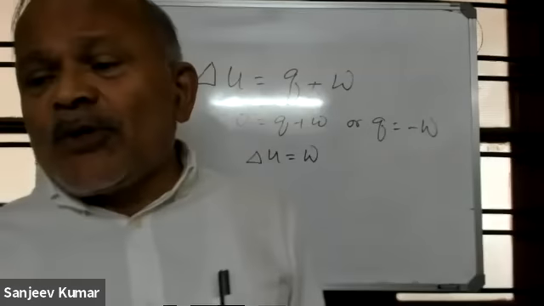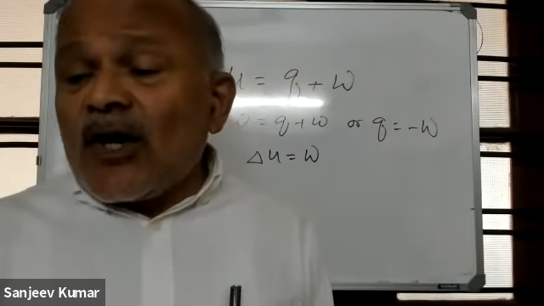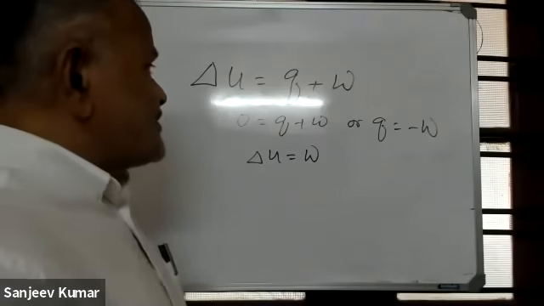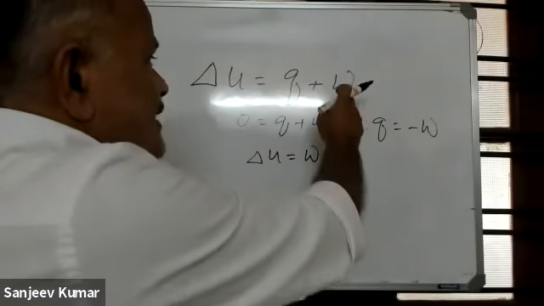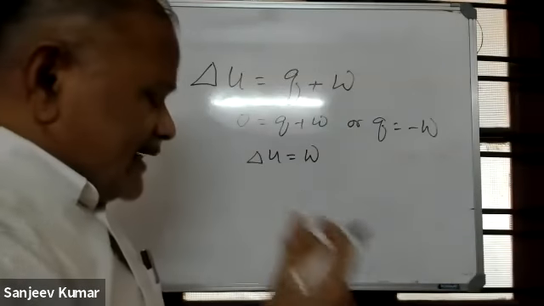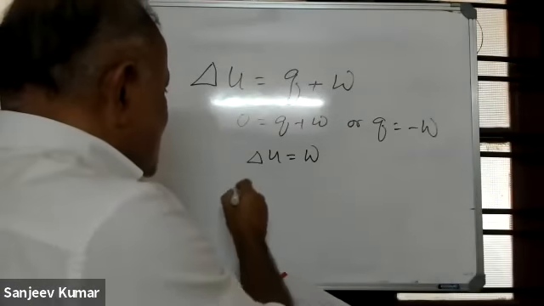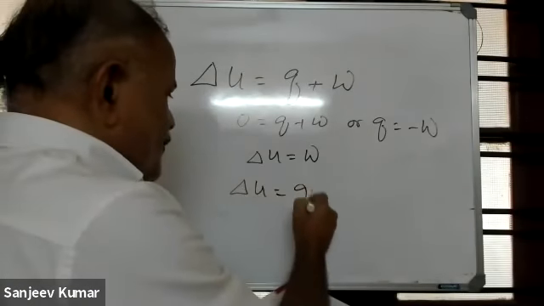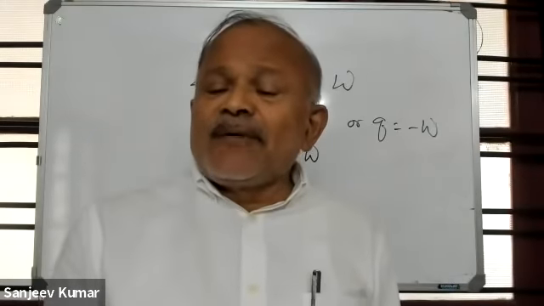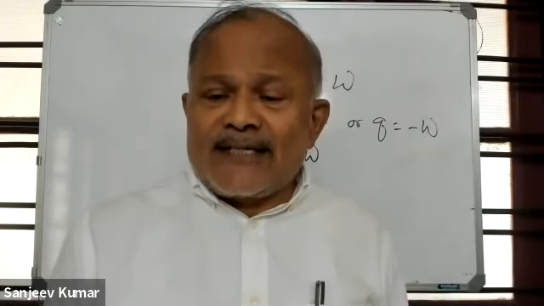C choice, isochoric process. What do you mean by isochoric process? It is a constant volume process. And constant volume process is isochoric process. Therefore, there is no work of expansion or work of contraction. And therefore, delta U is equal to Q because W is equal to 0. Therefore, statement delta U is equal to Q is correct.